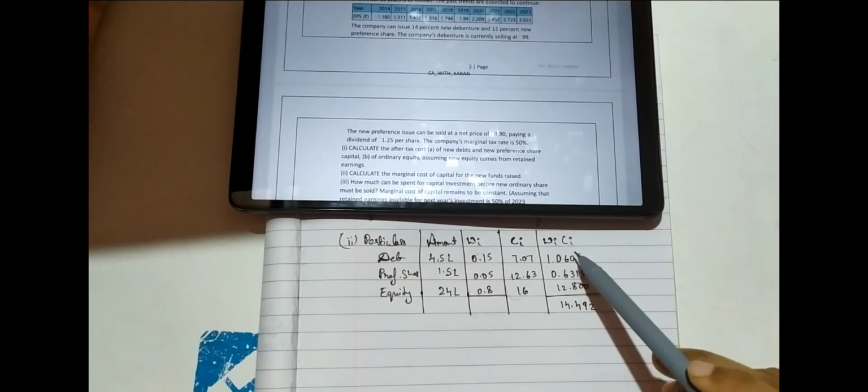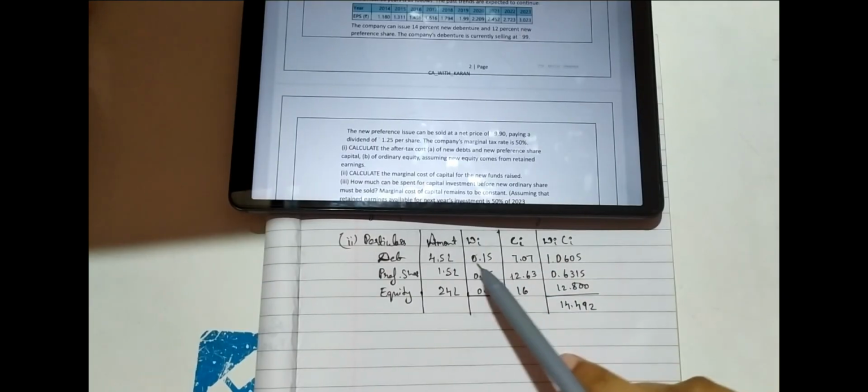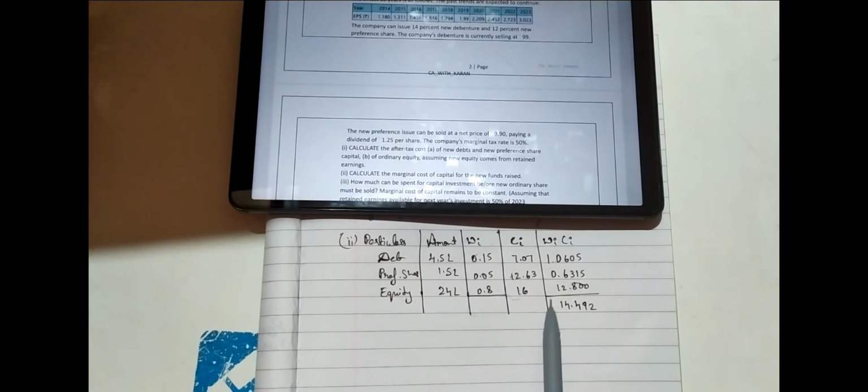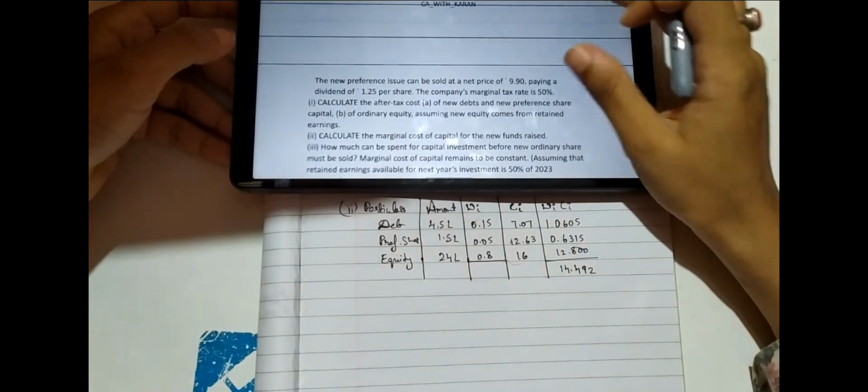So only CI is going to change, and because of CI, WCI changes. Here CI, as we calculated before, is the cost of capital of the respective debentures, preference and equity: 7.07, 12.6 and 16. So when you calculate with these, the total marginal cost of capital is going to be 14.492. Okay, and then what is the third question? We are done with the first and second.